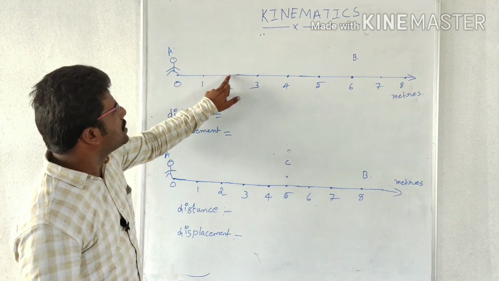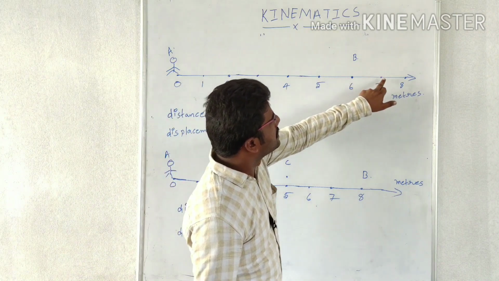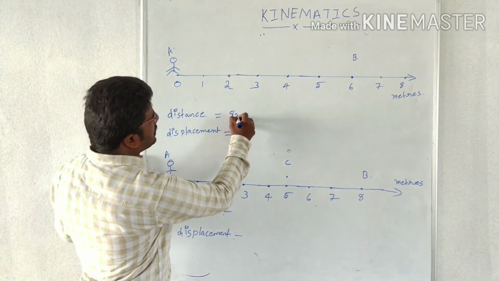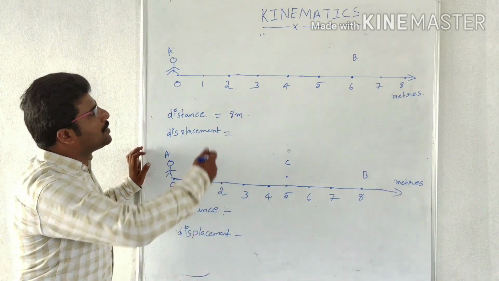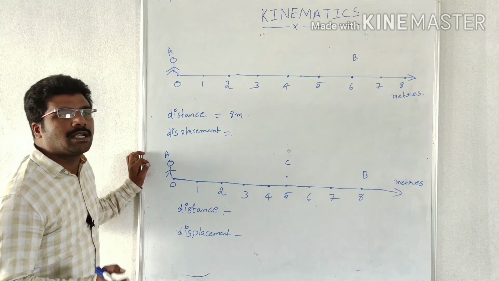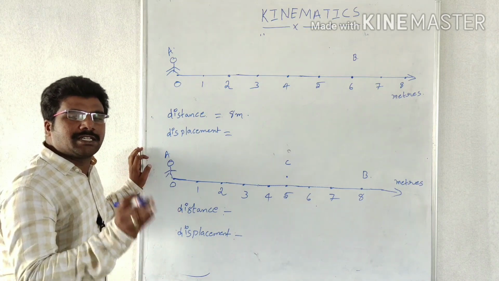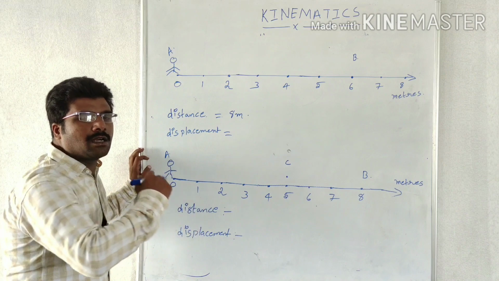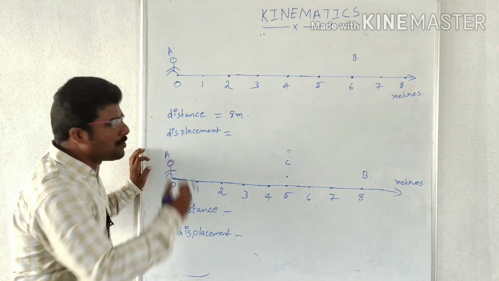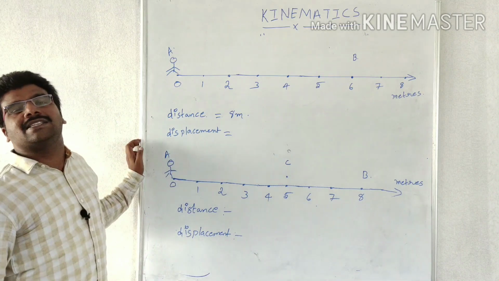0 to 1, 2, 3, 4, 5, 6, 7, 8. So total distance equals 8 meters. Okay. Now coming to the displacement. What we have said, displacement definition: the shortest distance between initial position and final position, that is displacement. Now we can write another definition also: final position minus initial position.